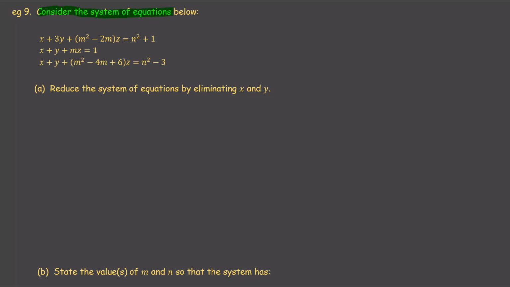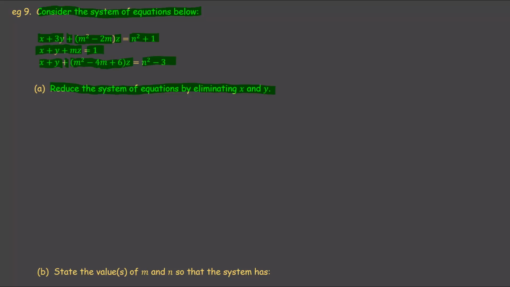Consider the system of equations below. So we have x plus 3y plus (m squared minus 2m)z is equal to n squared plus 1. x plus y plus mz is equal to 1. And x plus y plus (m squared minus 4m plus 6)z is equal to n squared minus 3. Reduce the system of equations by eliminating x and y.